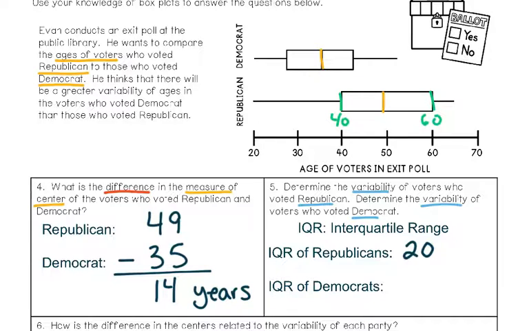Pause the video now to do that and then press play when you're ready to check. When I look at the box plot, I see that 42 is the Q3 and 28 is the Q1. Remember, you could be close to that. It's not exact, just approximately. So either way, you should get approximately a difference of 14 years.